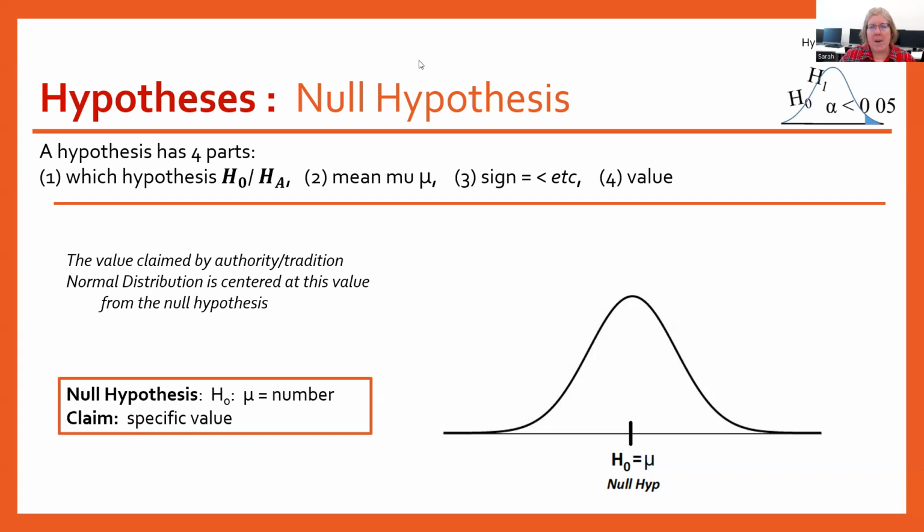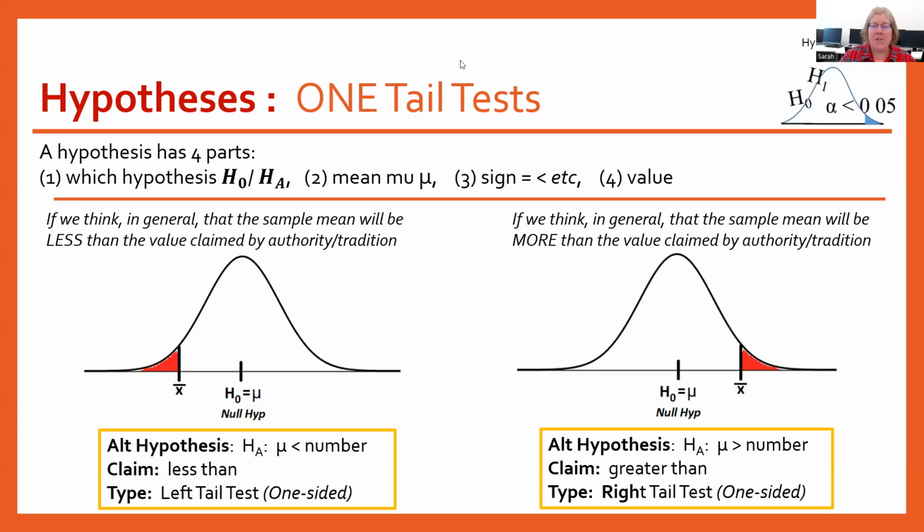And then we have three types of alternative hypotheses. The first kind is the one-tailed test. So we're either looking at the left tail or the right tail, so the left or the right side of the distribution. So if we're looking at a left tail test, then our alternative hypothesis, so H with an A next to it, is that the mean mu, the population mean, is less than whatever number we used for the null hypothesis. So it's a claim of less than, and it's a left tail test or a one-sided test.